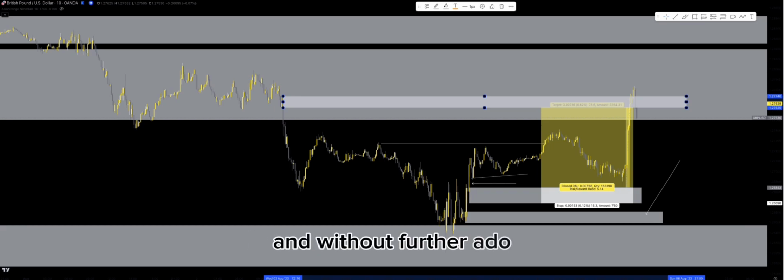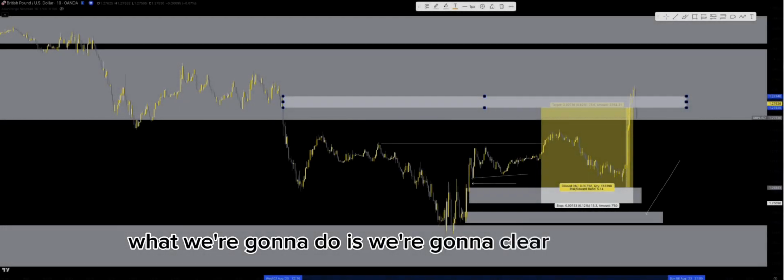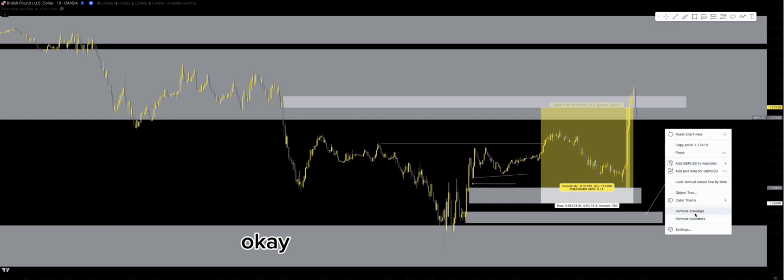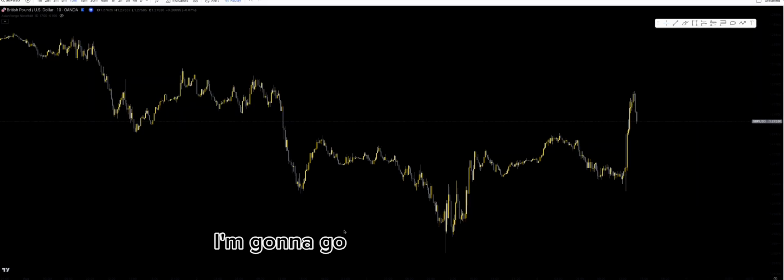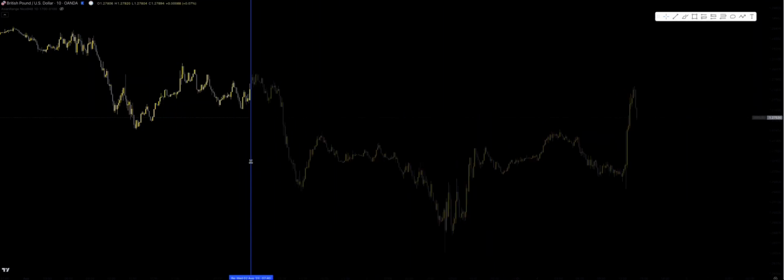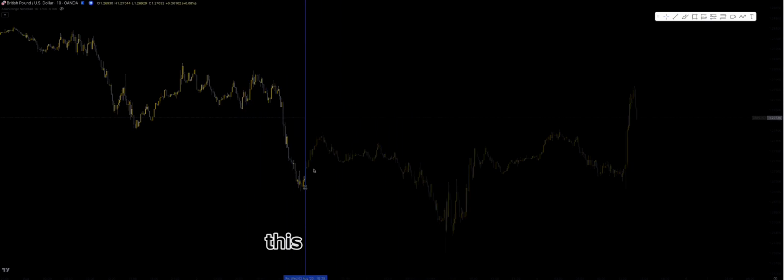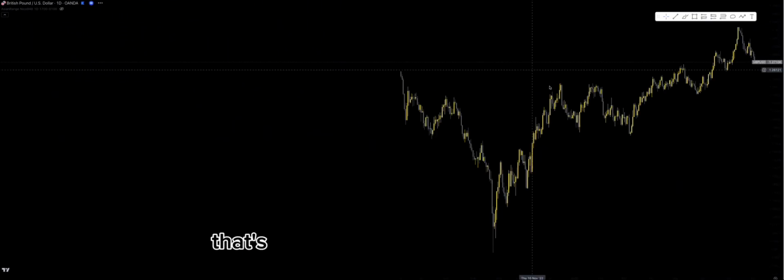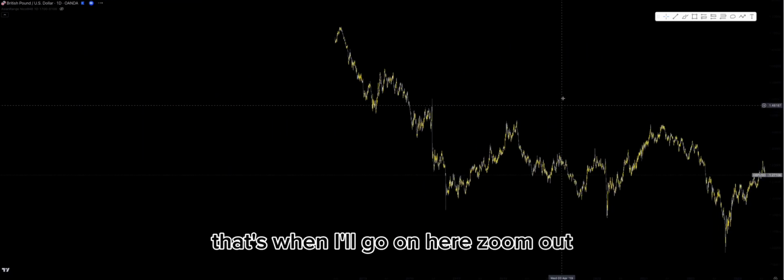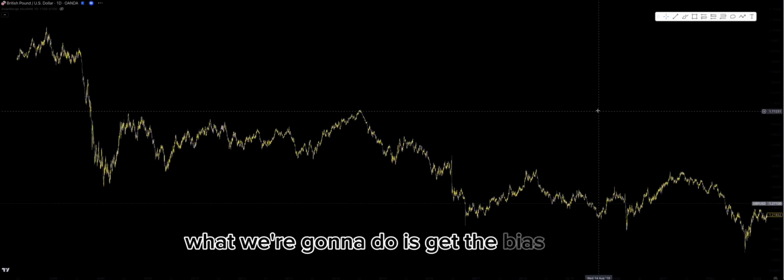And without further ado, let's get straight into the breakdown. So first things first, what we're going to do is clear the charts, okay? Once we clear the charts, I'm going to backtest up until this point right here, okay? That's when I'll go on here, zoom out. First things first, what we're going to do is get the bias, okay?